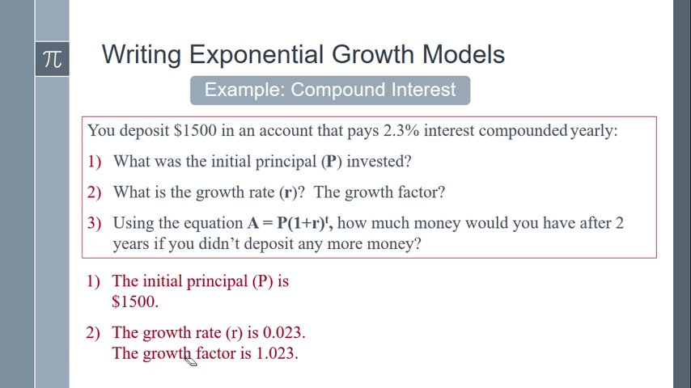And the growth rate is, remember, that's the R, and it's always written as a decimal. So we took the 2.3% and we moved the decimal back 2 times, or we divided 2.3% by 100, and that's how we got 0.023, which is 2.3% as a decimal. That is the growth rate. And the growth factor then is the entire base, which would be 1 added to the 0.023 to get 1.023.